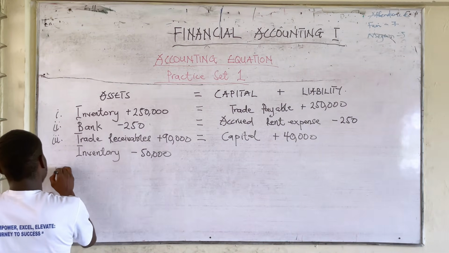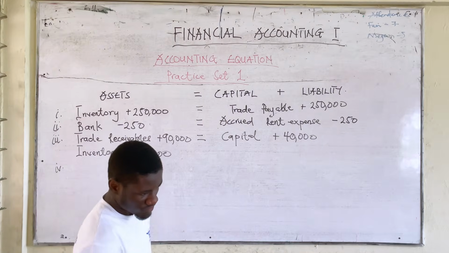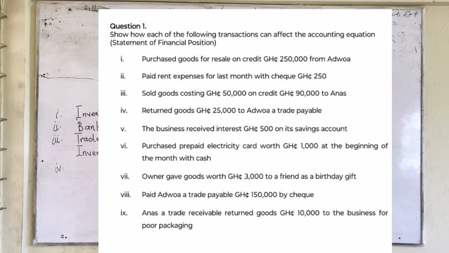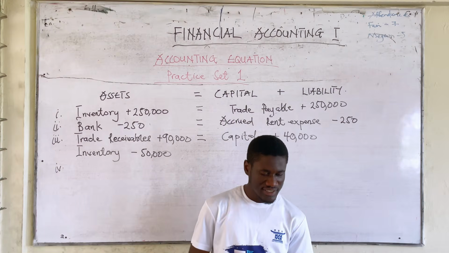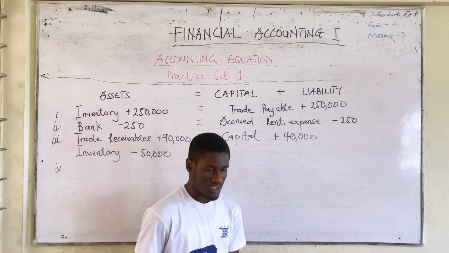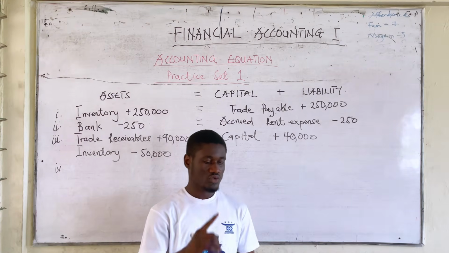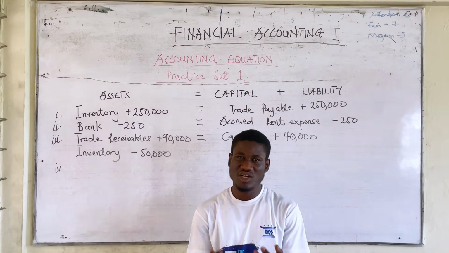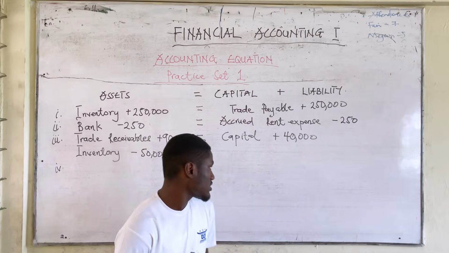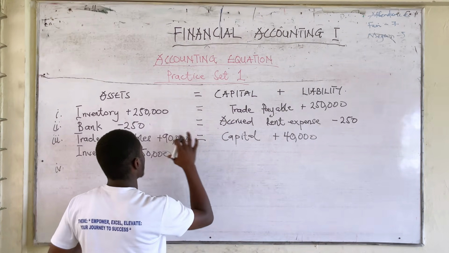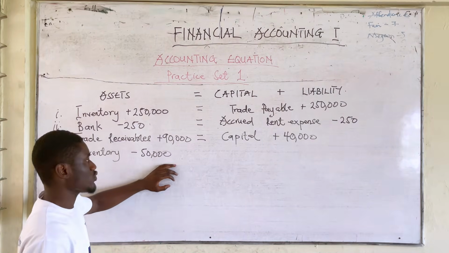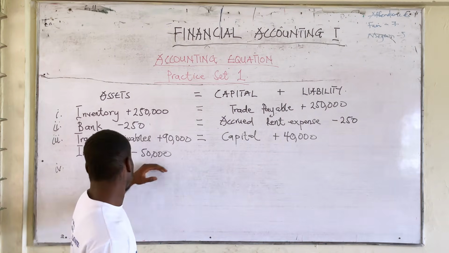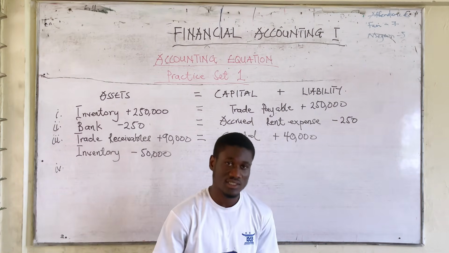Now let's move to the next question. Returned goods to Ajwa, a trade payable. Now, Ajwa here is our trade payable. We have to identify the accounts here. Returned goods are inventory, so that's one account here. Then Ajwa, trade payable, is another account here. You see this one, we have three accounts: profit, capital, trade receivables, and inventory. So we have three accounts here. So the next one is trade payables and inventory.